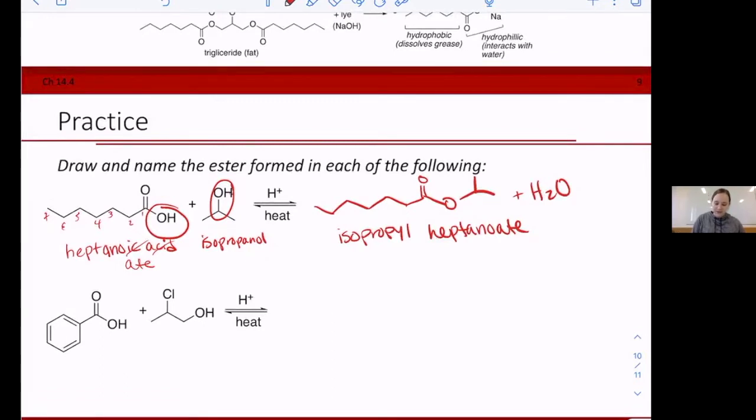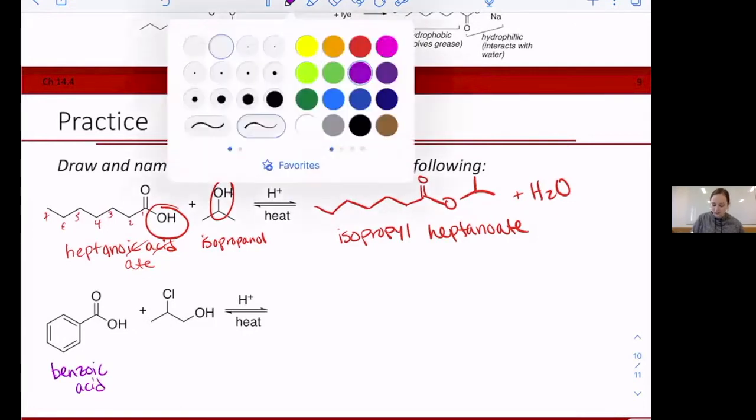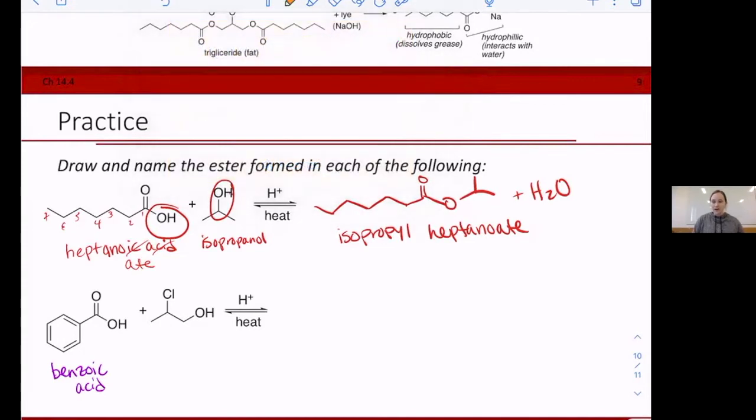Okay, so let's try another one. I'm going to name these to just start with, because why not? So we have benzoic acid, and then we have our alcohol. For our alcohol, let's do orange. This is not quite as simple of an alcohol, but we can still name it. We have 1, 2, 3 carbons, so we have propanol, 1-propanol to describe where that alcohol is, and then we have 2-chloro.